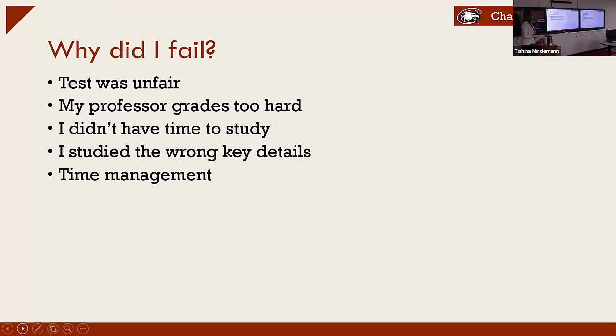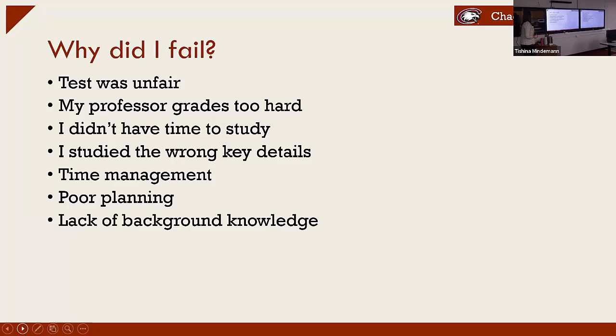Time management. And then the next one is planning, right? Those two kind of go together. If you think a paper is going to take you 2 hours and it takes you 5, that's going to influence how you engage. Lack of background knowledge. If you don't know enough to know what you don't know, then you don't know how to seek help, and that's going to influence whether or not you feel capable of moving forward.